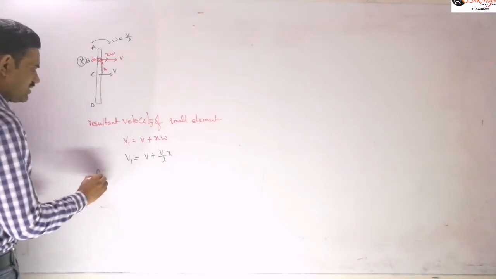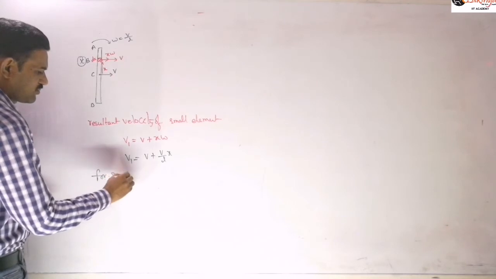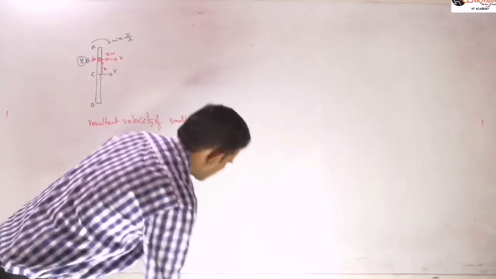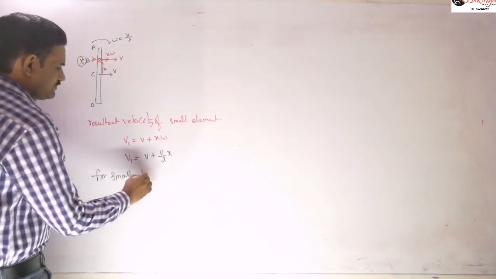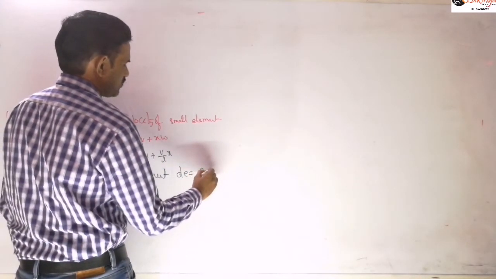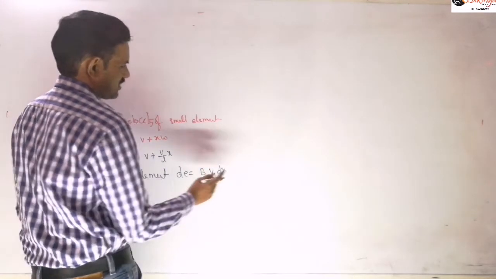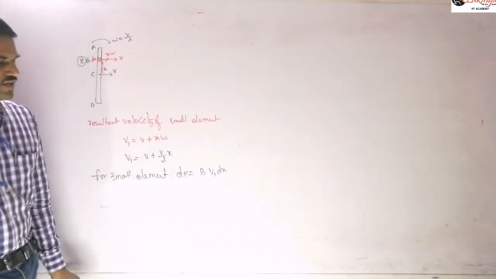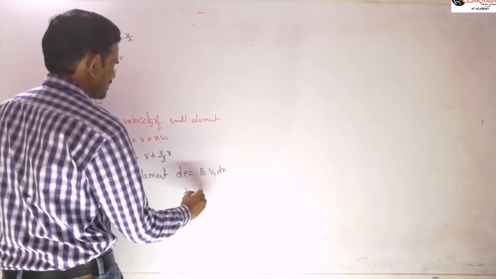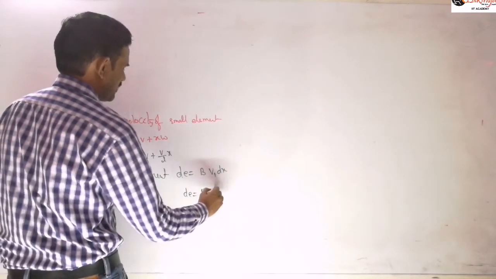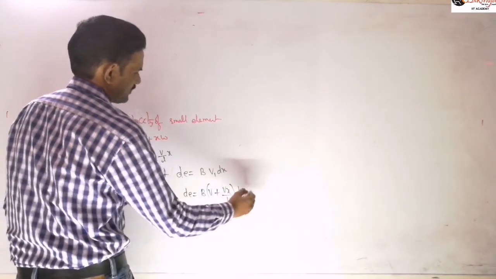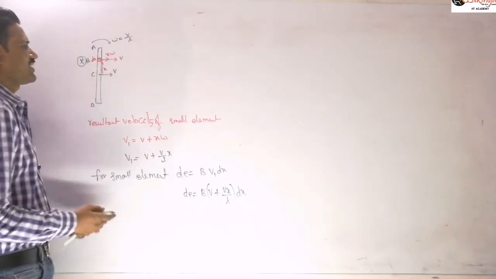So for a small element, the induced EMF we can write as B into the velocity of that element into dx. Now, in the BVL formula, V means the resultant velocity we need to consider. And so this is nothing but dE is equal to B into V plus V x by L into dx. And now we finally need the potential difference between A and C.